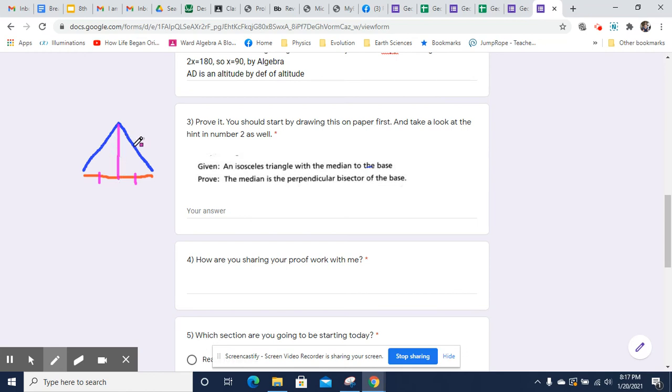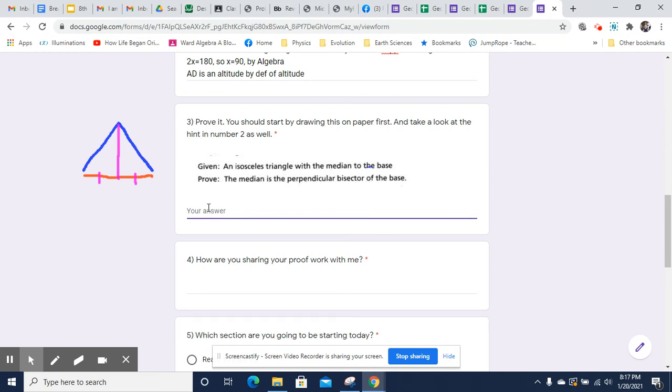Okay, we're told this is an isosceles triangle. So if we want to prove that it is the perpendicular bisector of the base, we don't have to prove it's a bisector. We just have to prove it's perpendicular because it's already stated that it's a bisector by definition of a median. So we have to prove that these two angles are right. And we just did that in the last one. So let's go ahead and do the thing.